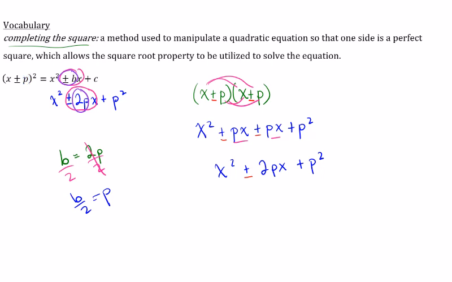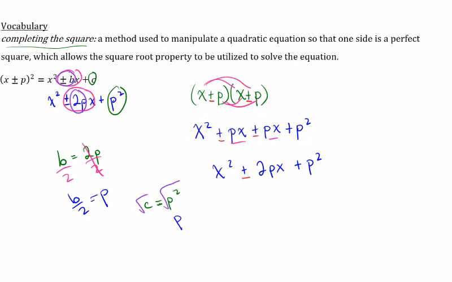All right, now let's look at c. So c and p squared are the same, right? So I can say that c equals p squared. And so if I take the square root of both sides, that means that p equals the square root of c. Okay? So that's another way to find p, is just to take the square root of c. Okay?